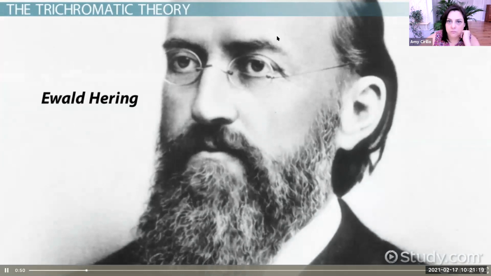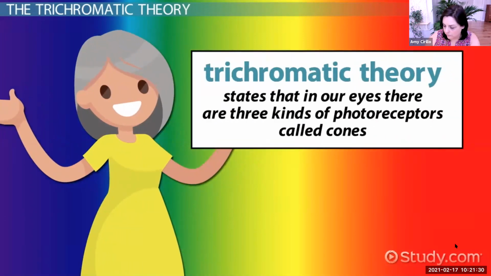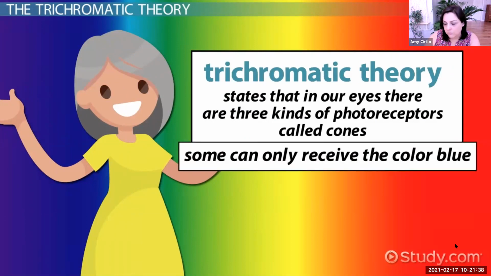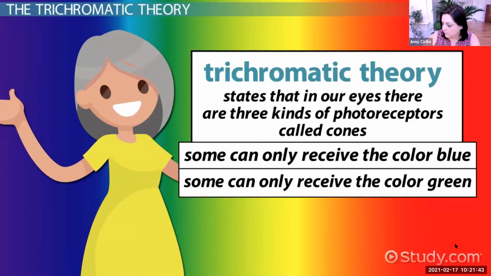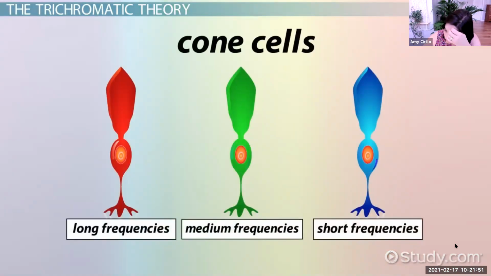The opponent process theory, developed by Ewald Hering, is one of the two basic models explaining how we see color. But to understand it, we have to talk about the other model first. The trichromatic theory basically states that in our eyes, there are three kinds of photoreceptors called cones. Some cones can only receive light waves of short frequencies, resulting in the color blue. Others can only receive medium waves, resulting in green, and the others can only receive long waves, resulting in red. So blue, green, and red cones receive light of different wavelengths and translate them into signals the brain can understand as color.